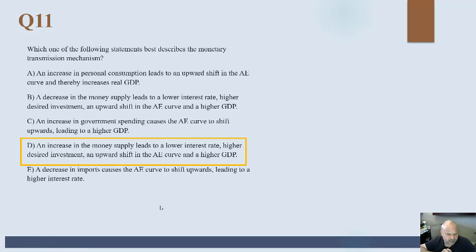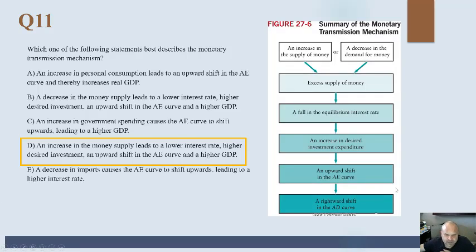Okay, again, it's an increase in the money supply that leads to a lower interest rate, higher desired investment, and an upward shift in the AE curve, and a higher GDP. And that'll also shift the aggregate demand curve to the right. Okay, so here's a little summary. This is from a different textbook, but it's the same idea. This is a good summary of the transmission mechanism.